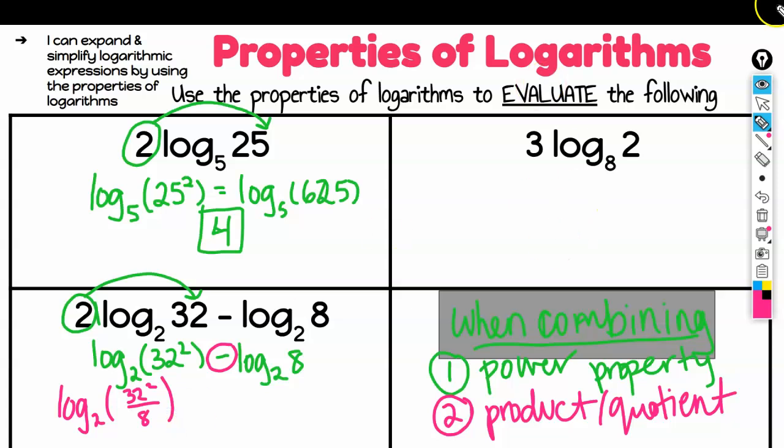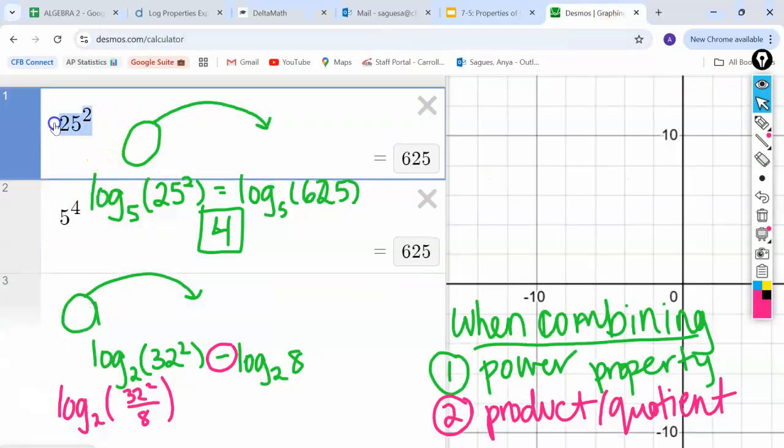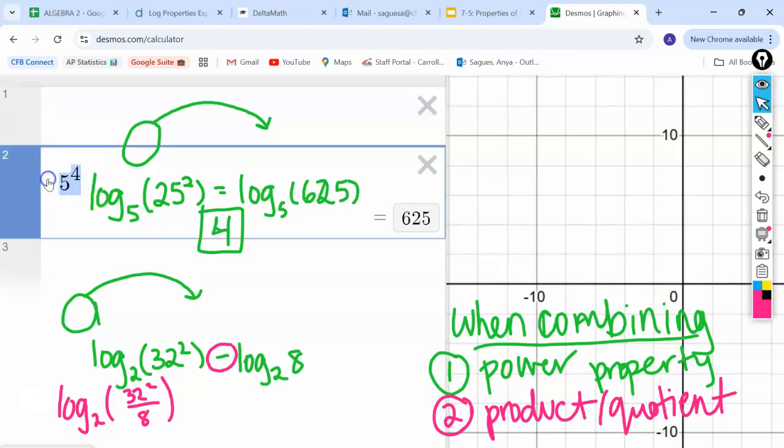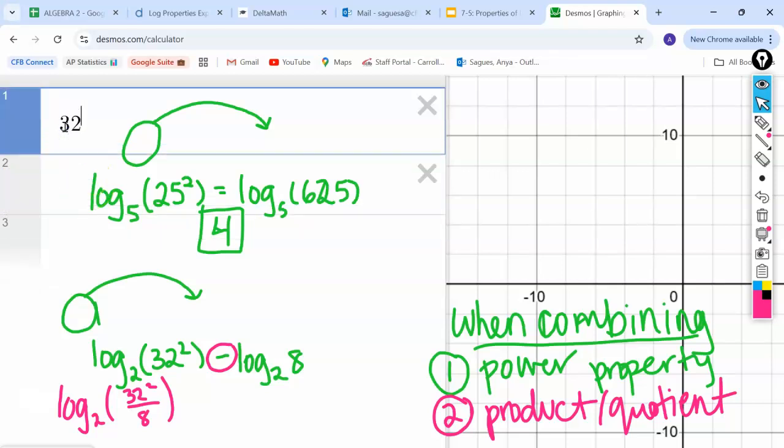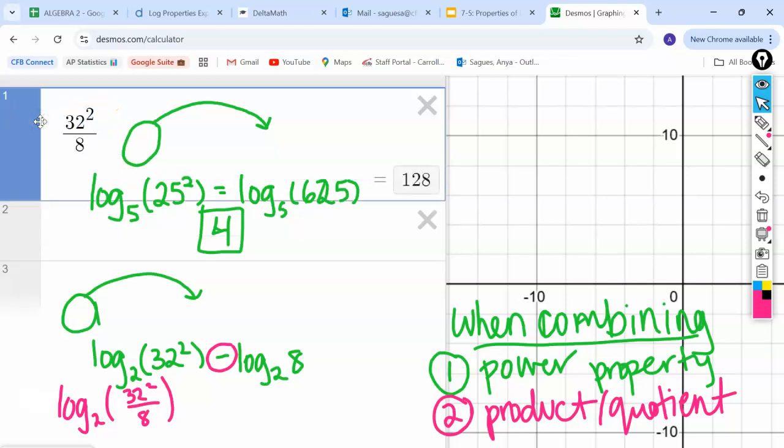Now, I don't know what 32 squared divided by 8 is. So I'm going to use my calculator, and I'm going to see what 32 squared divided by 8 is. And that is 128.